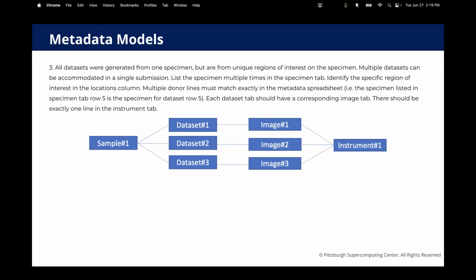The third model is if you have one specimen, but you're looking at unique regions of interest from a specific specimen, but you can do that. There's one specimen, multiple data sets, multiple images in that, but only one instrument metadata field for that.